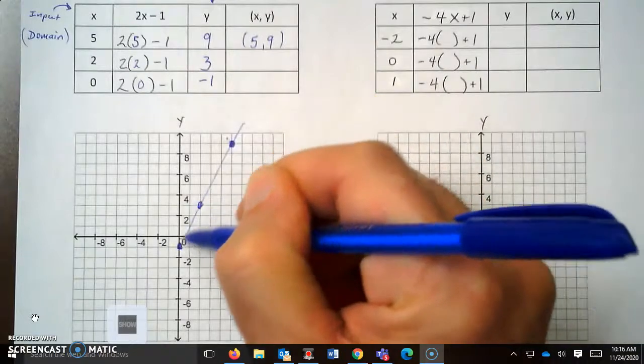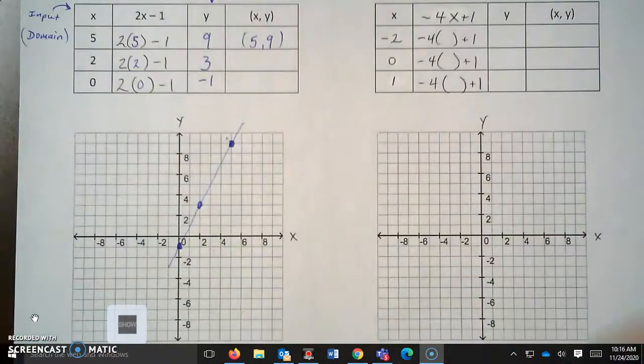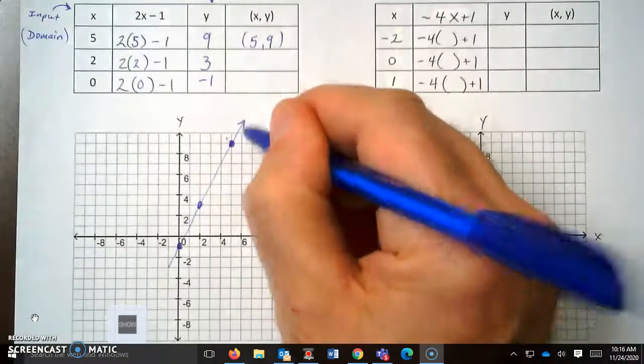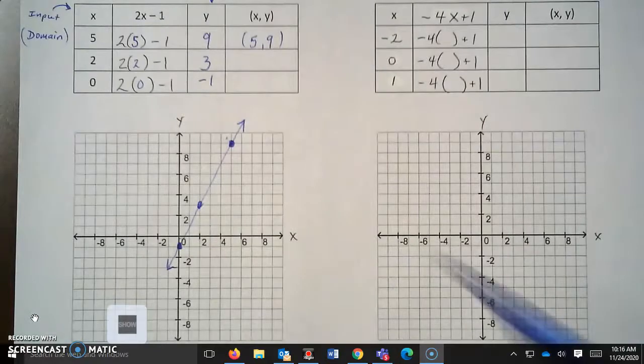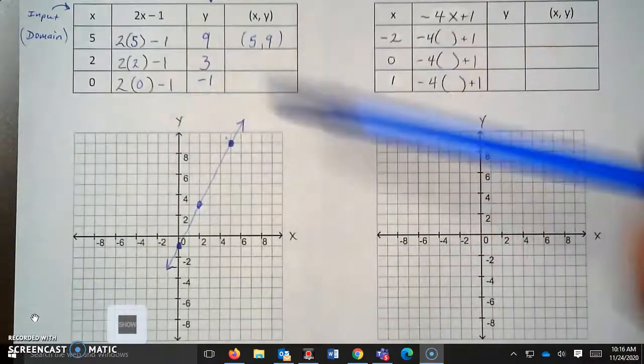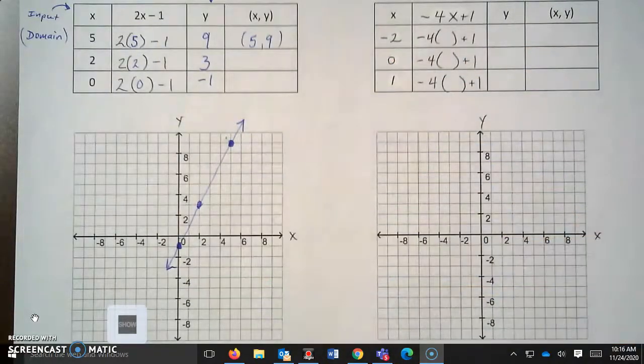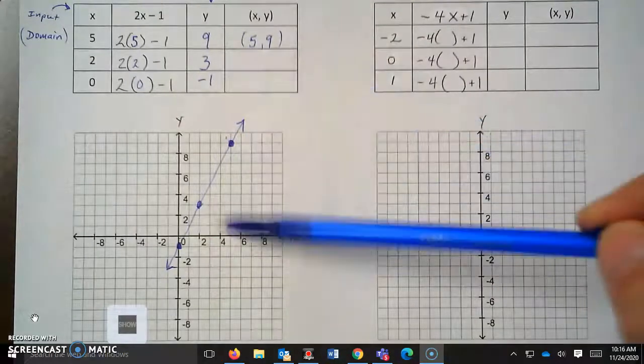When you draw a line, now look how I went through the points. And I put arrows on these lines. You have to do that. Okay, this is showing the work. And this is your final answer, basically. Well, there's 2 answers. There's the table and the graph.